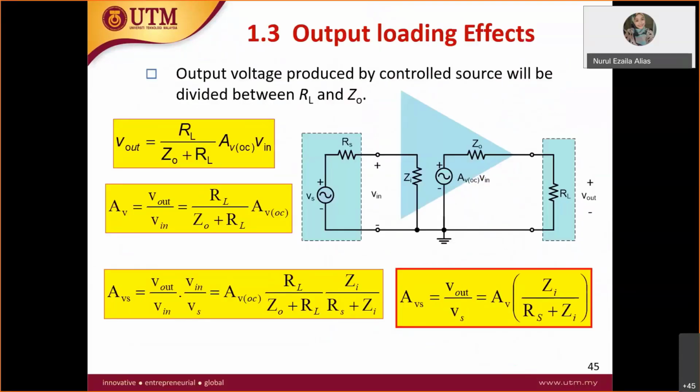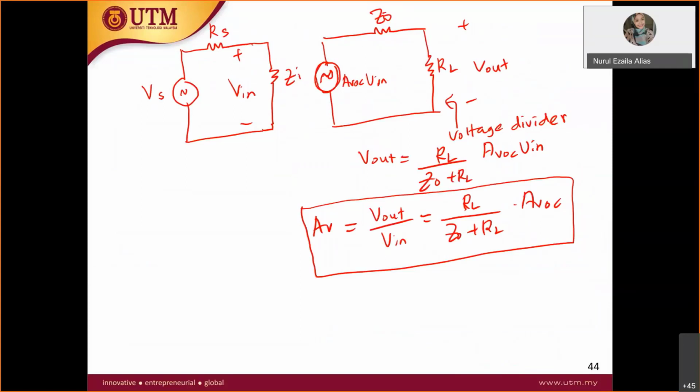And then there is also another way to derive AVS. We know that AVS is V out over VS. Now you have V out over V in, which is your AV just now, and you wanted to get your AVS.